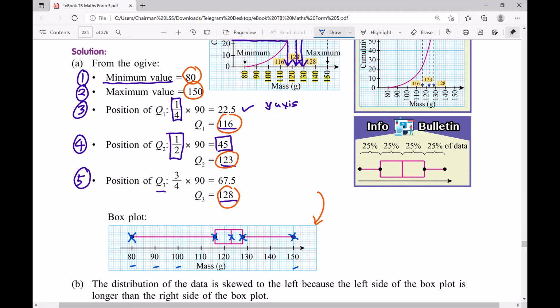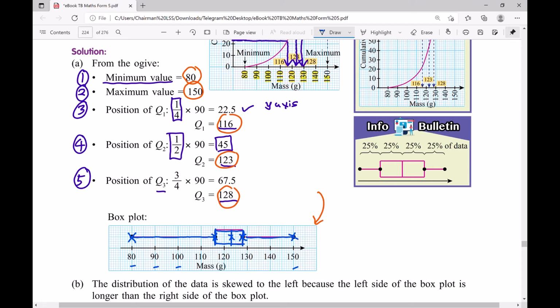So what you do, you connect this one, the whisker, to the first quartile, and this one, the whisker, to the third quartile. Then you make the box, and the box must be the same length here. You can choose 6 units here and 6 units here also. Then you connect this one and this one.